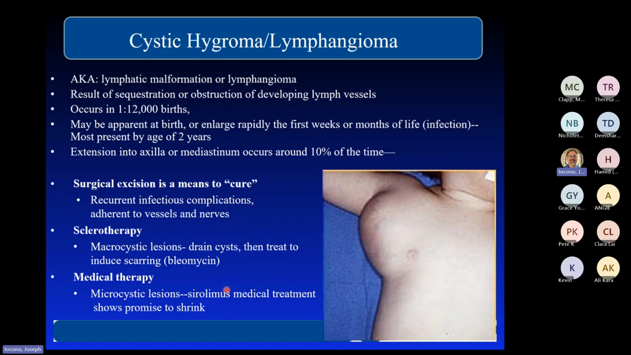hit it this year. Microcystic lesions can get shrunk with sirolimus, the medicine used in transplant. This can work and it can make them shrink. Usually microcystic, so multiple little microcysts are the ones they're treating that with.